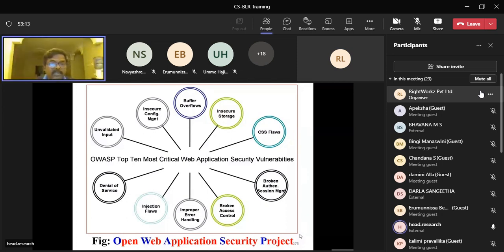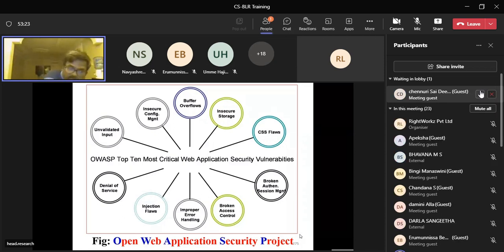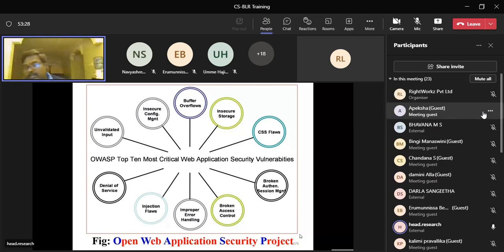Sometimes they are also accessing the data, buffer overflows. Then insecure storage. Insecure storage means you are providing security measures for the storage of huge volumes of data. How is the Indian government giving security for the Aadhaar card database or any defense, ISRO, DRDO related activities? Then cascading style sheet flaws.